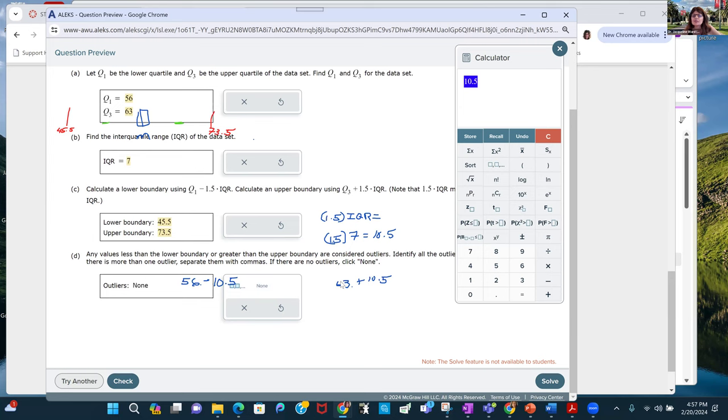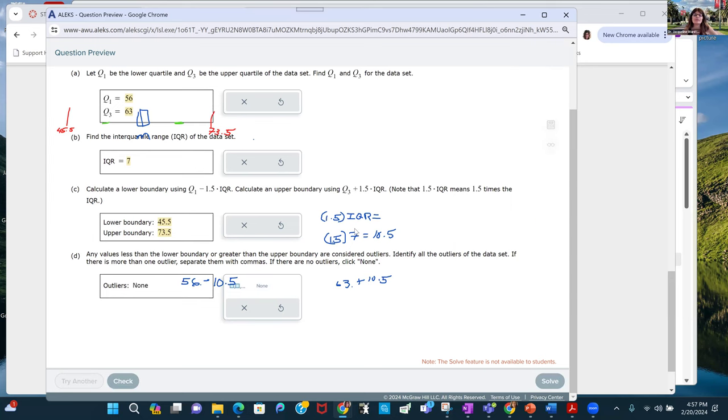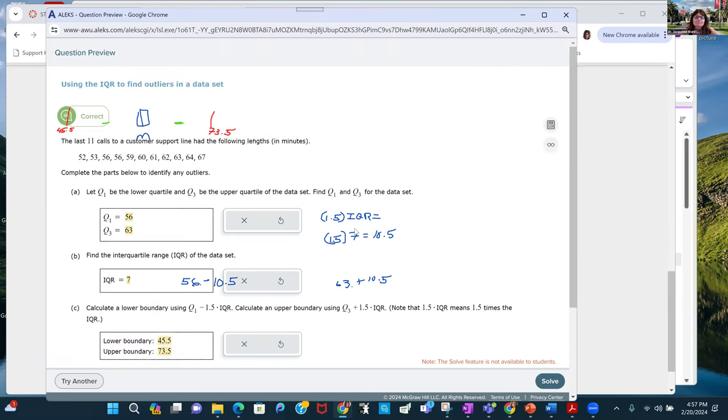But it's useful to know. Okay. That's music to my ears when I see the correct answer show up after.